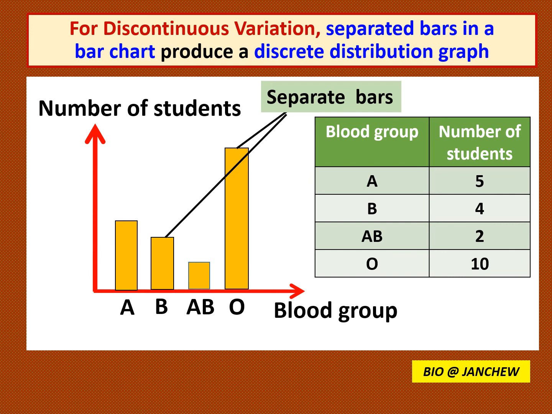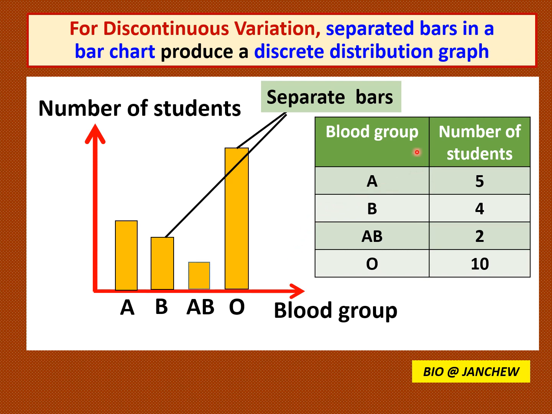How does the graph for discontinuous variation look like? So the graph for discontinuous variation is very different from that of continuous variation. We don't draw a histogram. We draw separated bars. Separate them and don't make them stick together, right? And this will produce a discrete distribution graph. So there's no histogram and no bell-shaped curve for discontinuous variation.